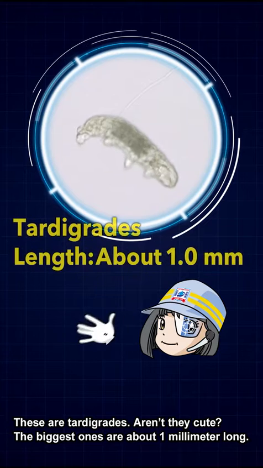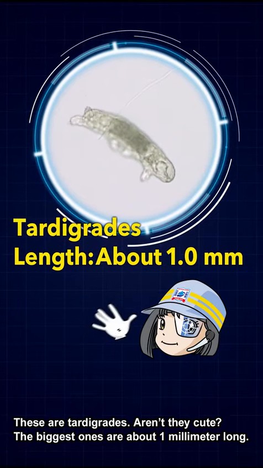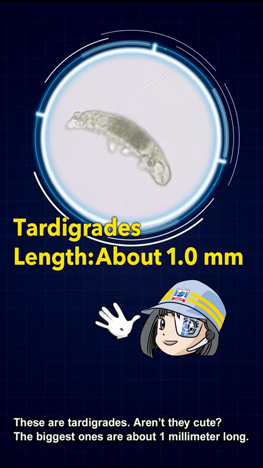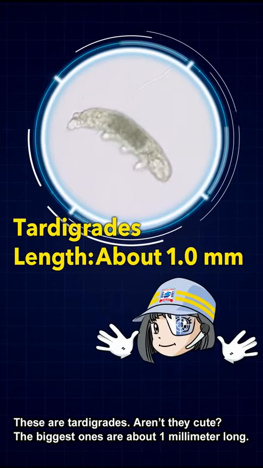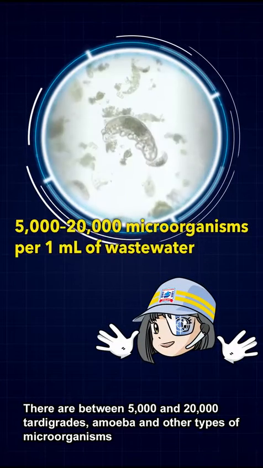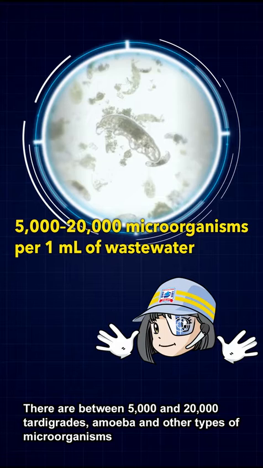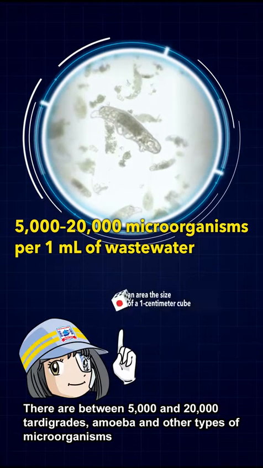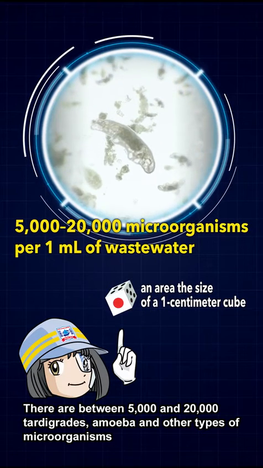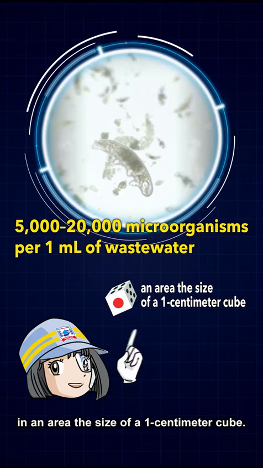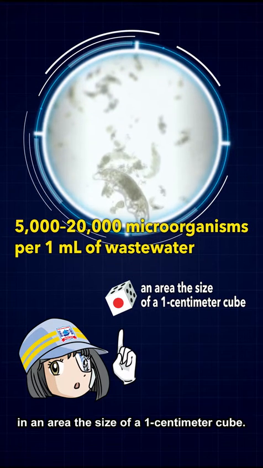These are tardigrades. Aren't they cute? The big ones are about 1 millimeter long. There are between 5,000 and 20,000 tardigrades, amoeba, and other types of microorganisms in an area the size of a 1 centimeter cube.